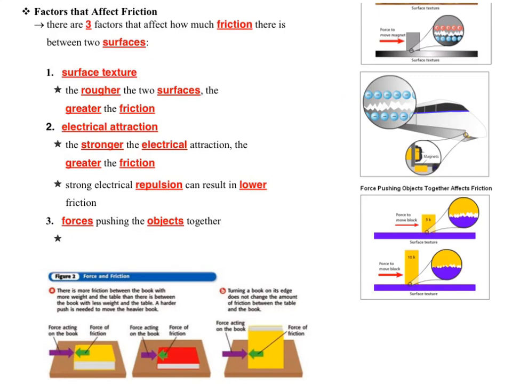And we talk about forces pushing the objects together. This is another thing that we tested with our What a Drag lab. For this one, if the force increases, the stronger the force pushing two objects together, the greater the friction is going to be between those two objects.